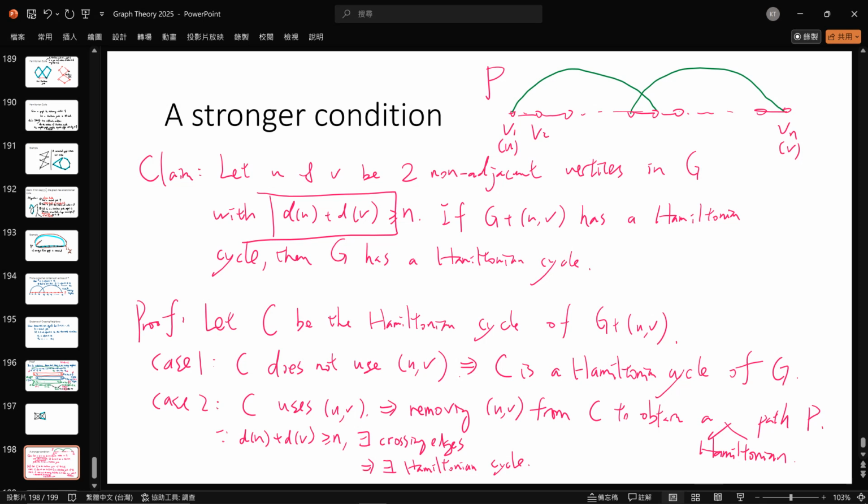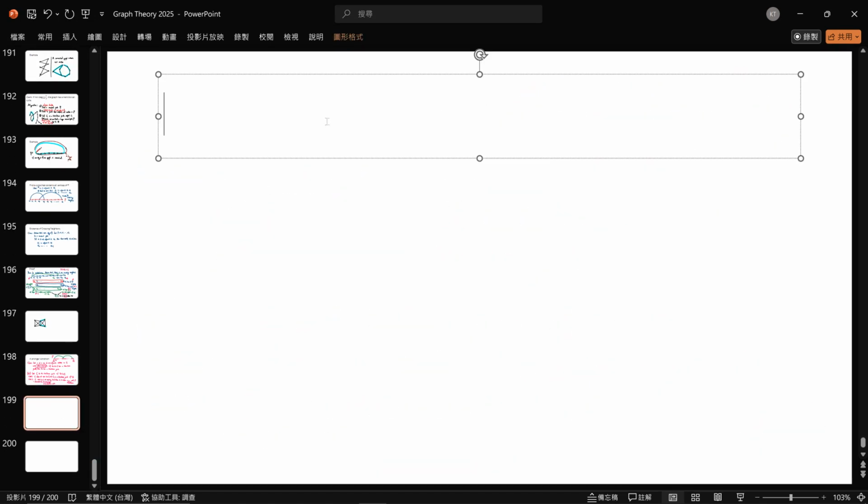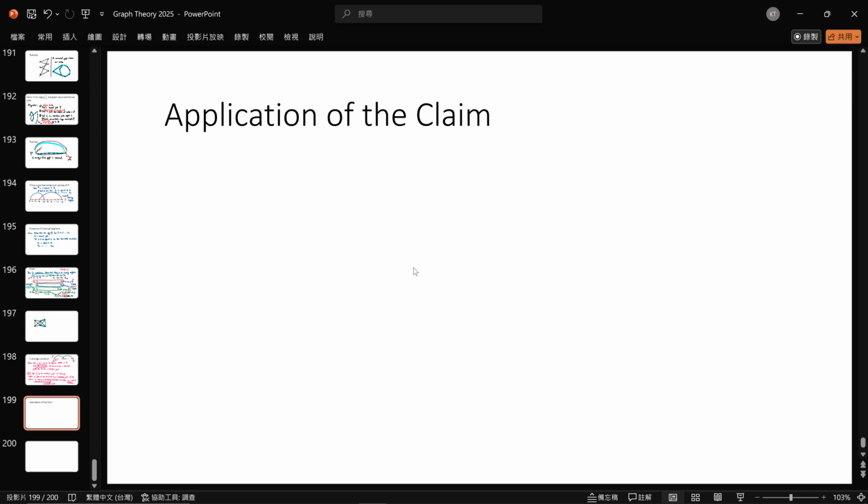Okay, so I think this solves the question regarding the correctness. But still, we don't know how to use this claim, right? So next, I'm going to discuss the application. Why is this claim useful? I'll give you an example.